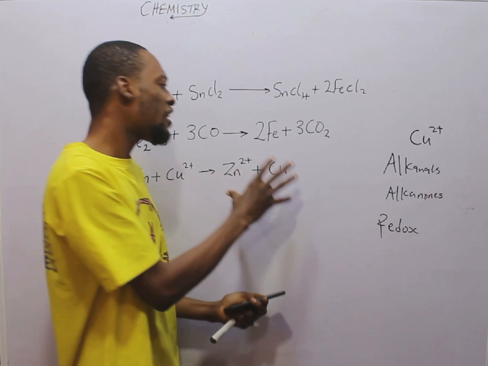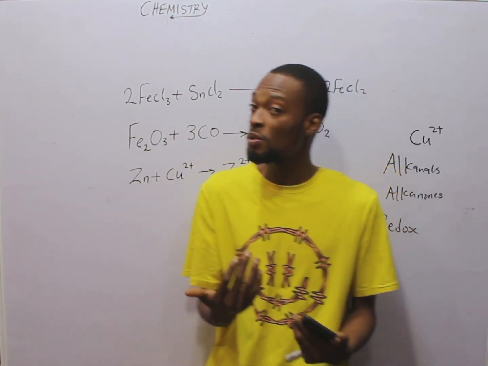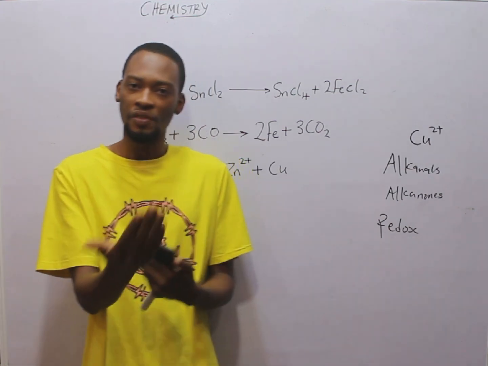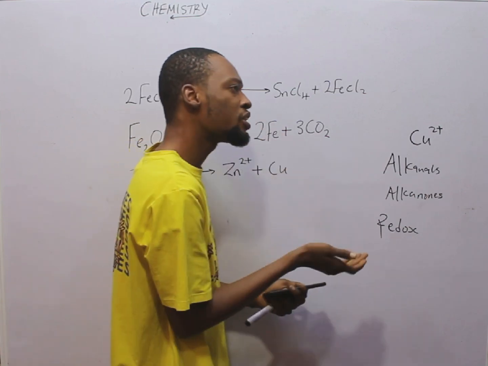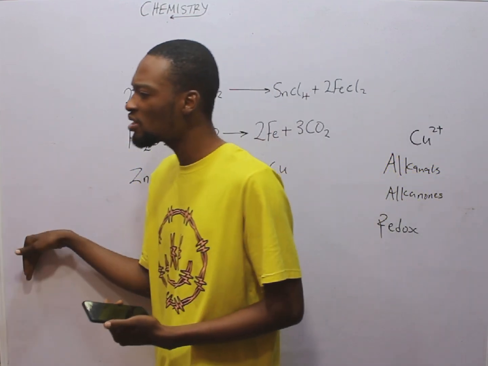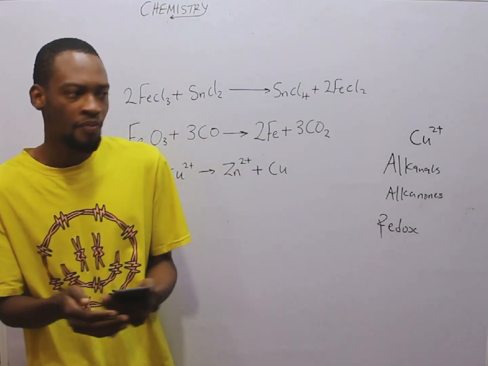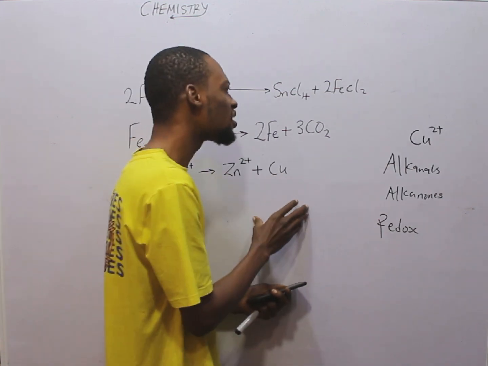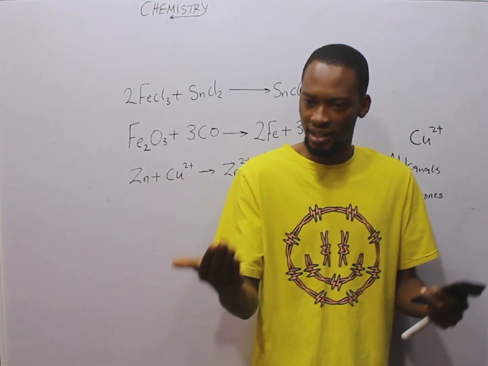Now, we can define oxidation and reduction in different categories. When it comes to addition of oxygen, I said that oxidation is what? Addition of oxygen, and reduction is removal of oxygen. How about hydrogen? For hydrogen, oxidation is the removal of hydrogen and reduction is the addition of hydrogen. Now, how about loss or gain of electron? Oxidation is loss of electron, reduction is gain of electron.